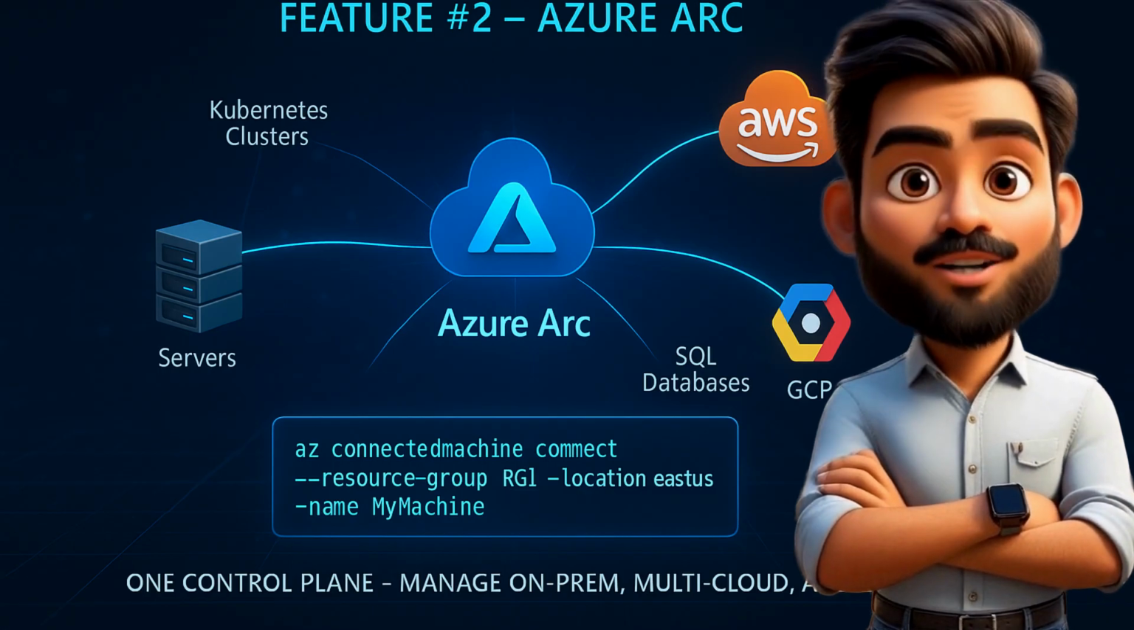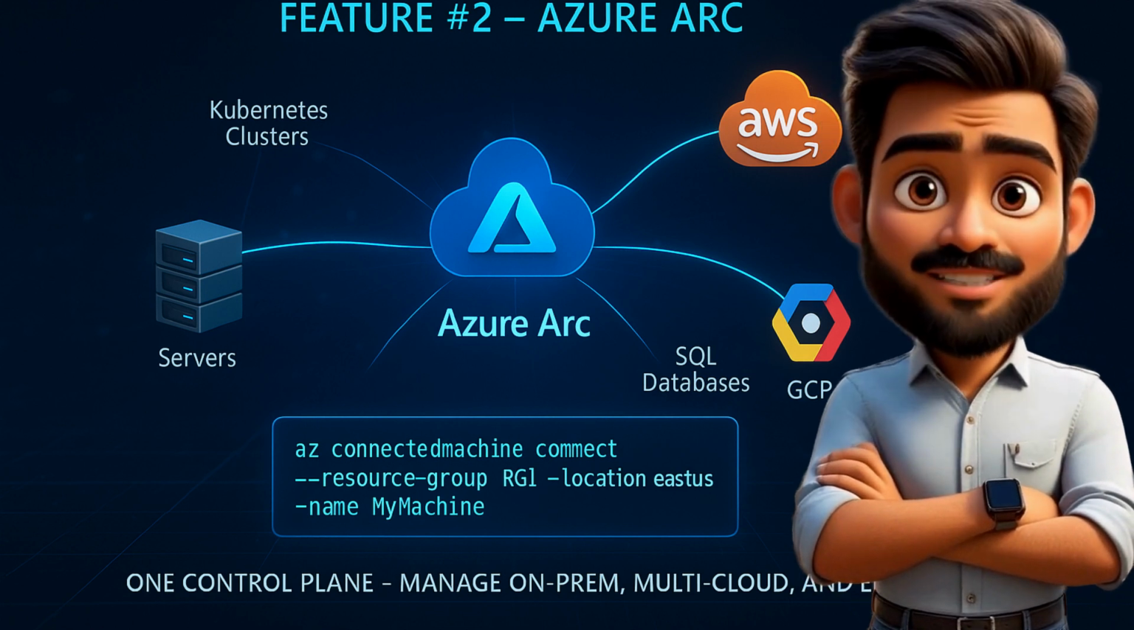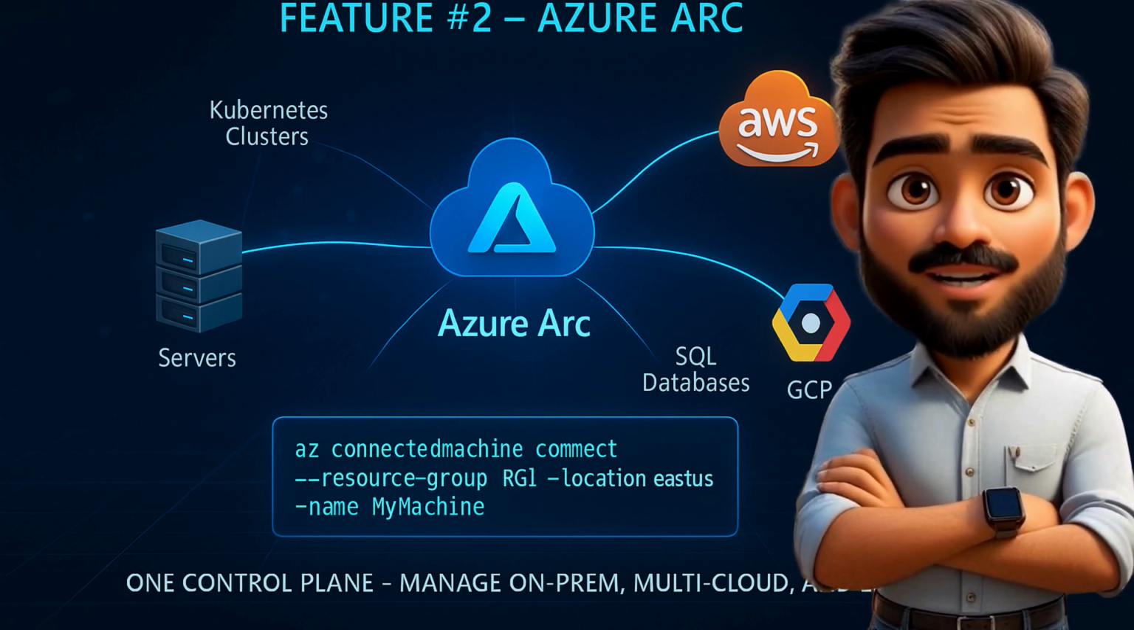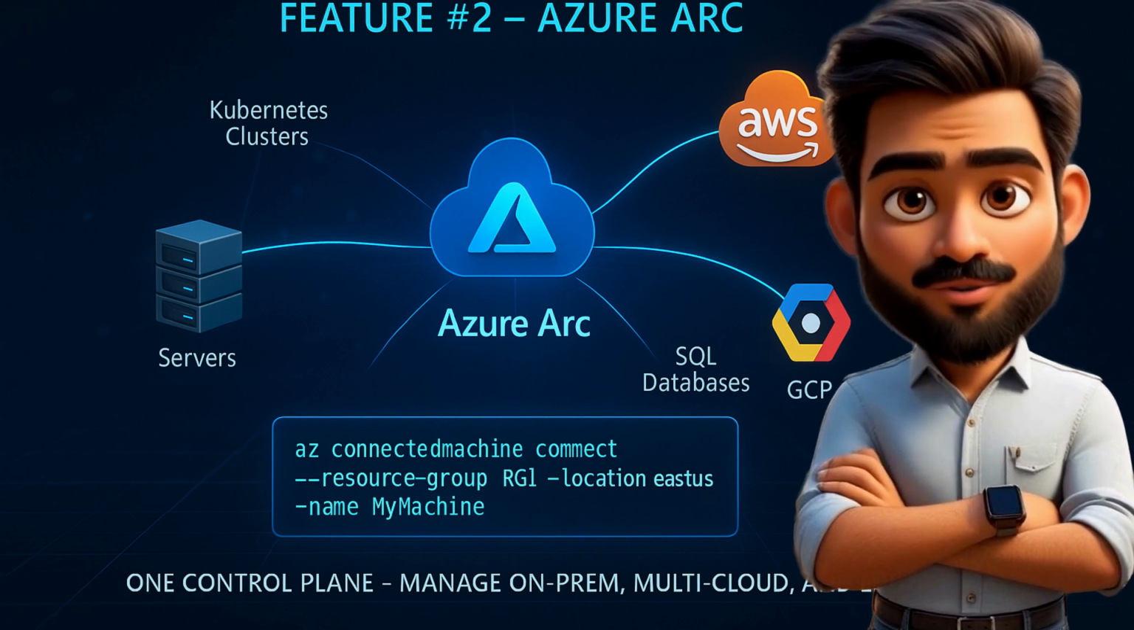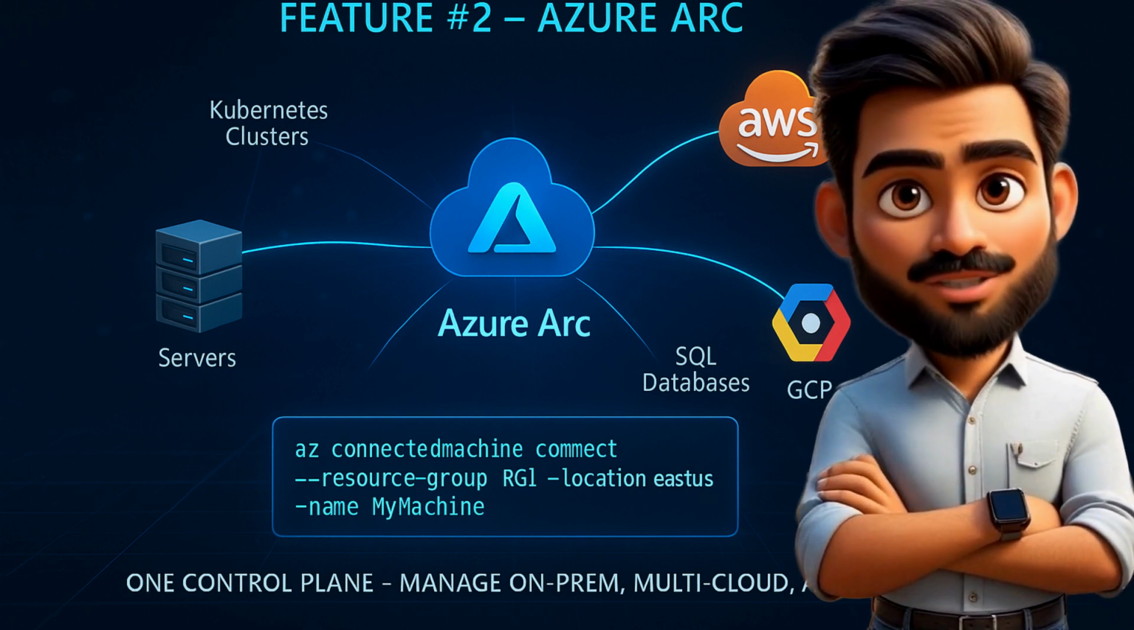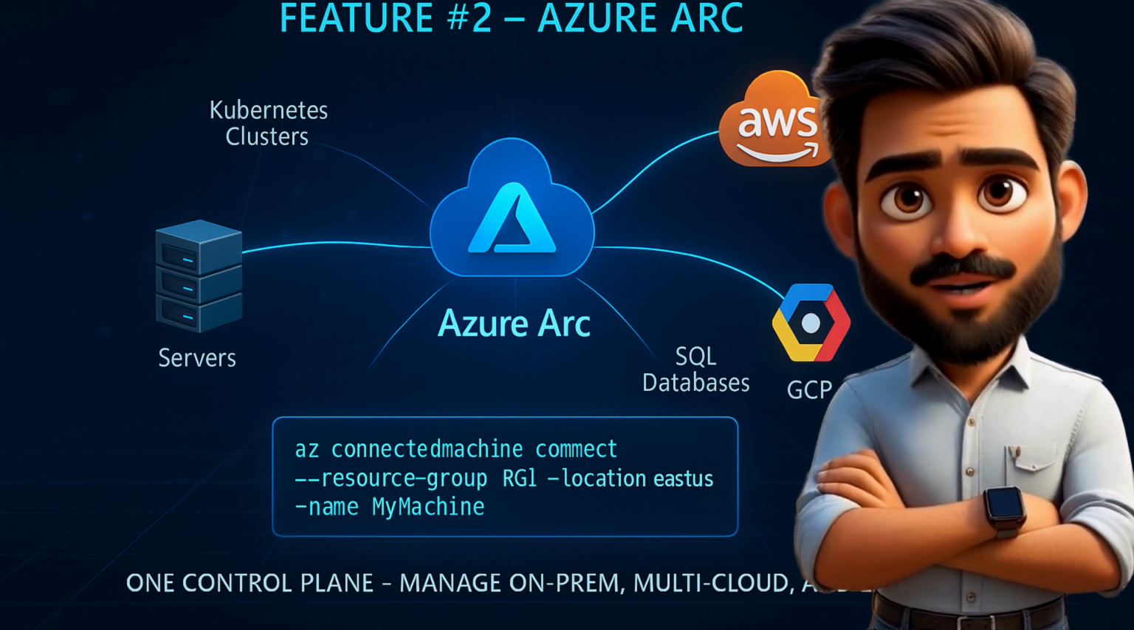Feature number 2, Azure Arc. Bring Azure's control plane to anywhere, on-prem, multi-cloud, edge. You manage servers, Kubernetes clusters, SQL databases under one roof. No more hopping between tools for on-prem versus cloud.